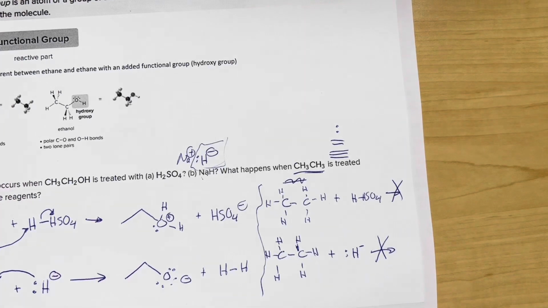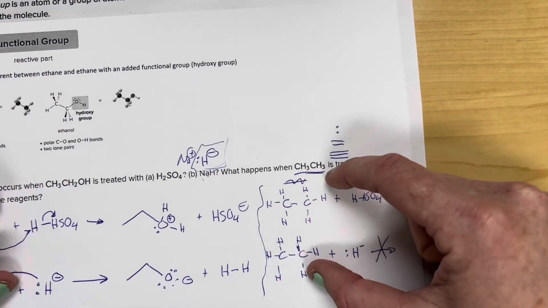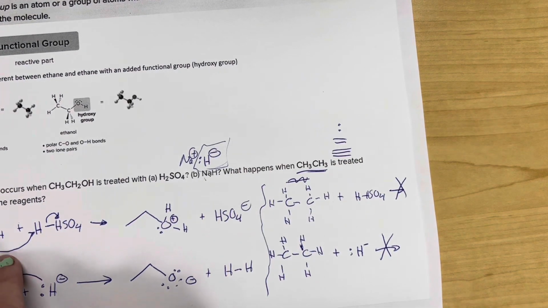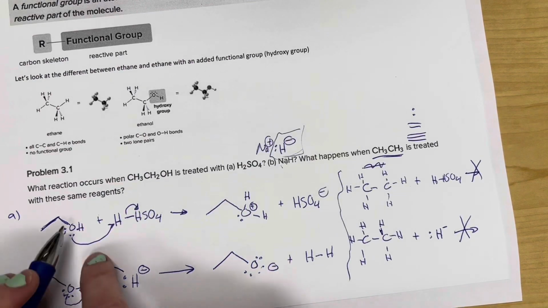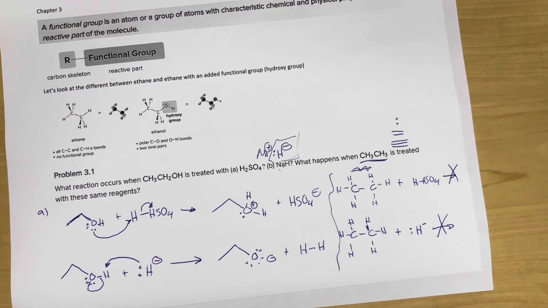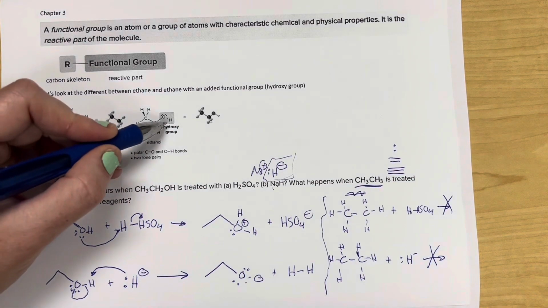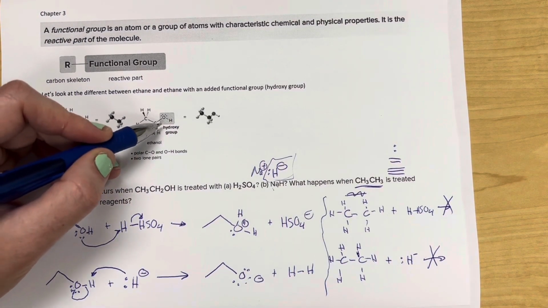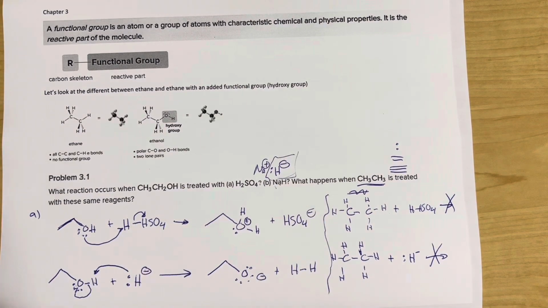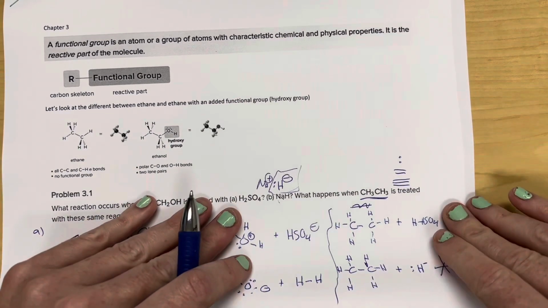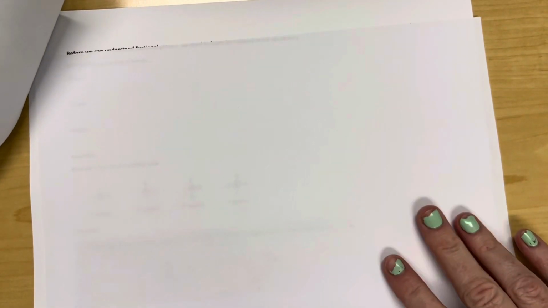The point of this exercise is that when we have a functional group on an alkane, such as OH minus, this hydroxyl group, you can get a reaction. So we can change this functional group into many, many different things to get different reactions and different results each time. Okay.